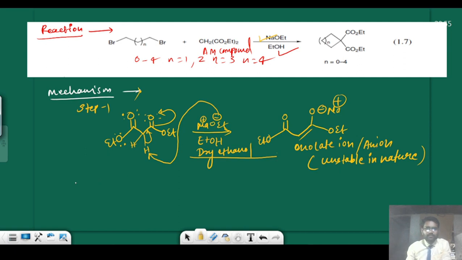Now in the second step, what we need to do? We need to take this 1,3 bromine system, 1,3 dibromopropane. We will take first of all 1 carbon, 1, 2, 3. We will take 1,3 dibromopropane and we will do the reaction with this diethyl malonate system. So let us take a new slide and do the reaction.